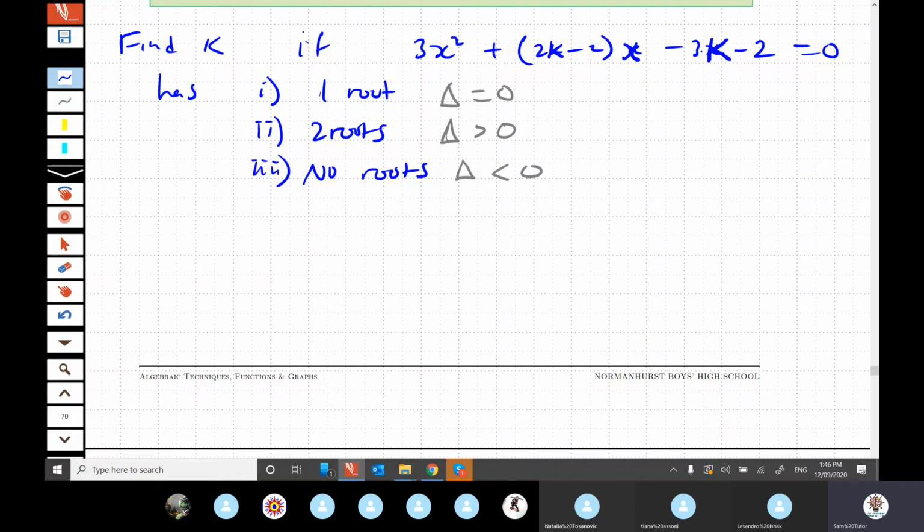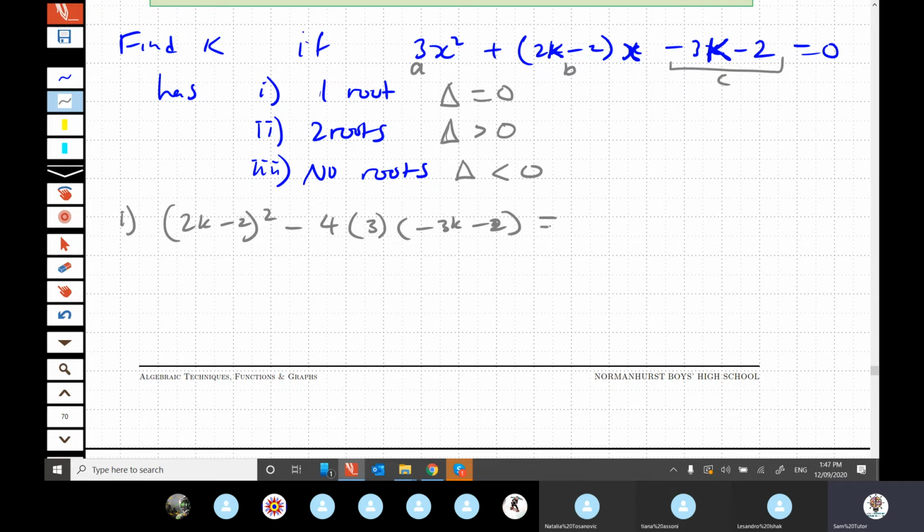What is the x in front of the 2k minus 2? 3x squared plus 2k minus 2 x minus 3k minus 2. So this would be your A, this would be your B, and this whole thing becomes your C, because it's got no x's. So your formula is b squared minus 4 times a times c equals 0.